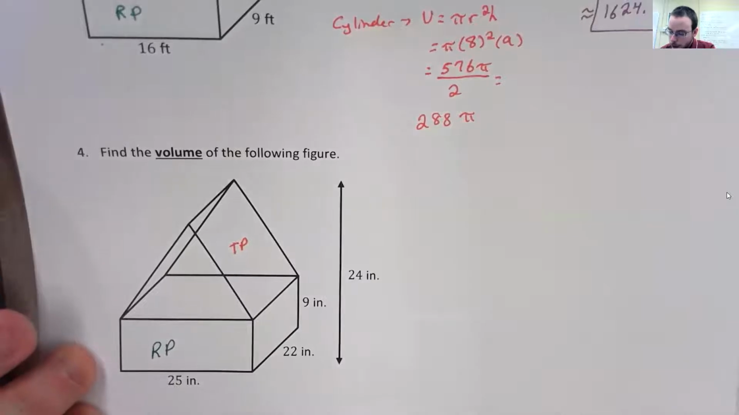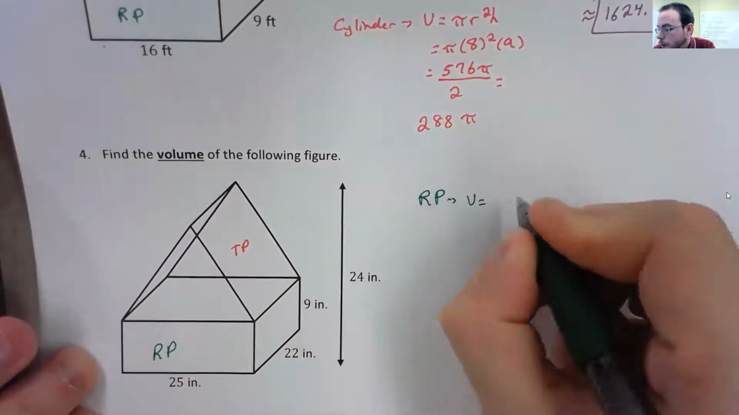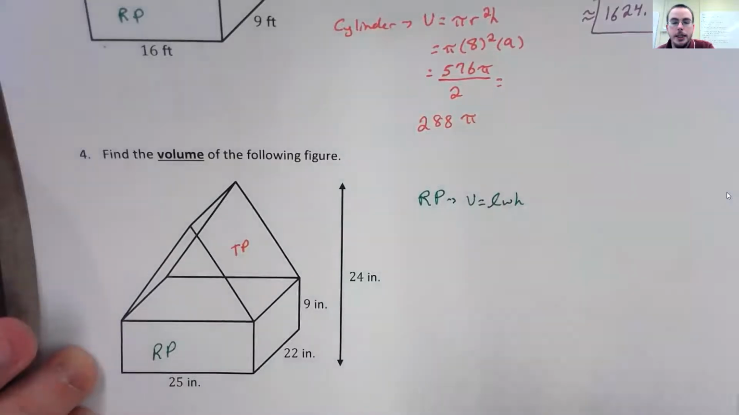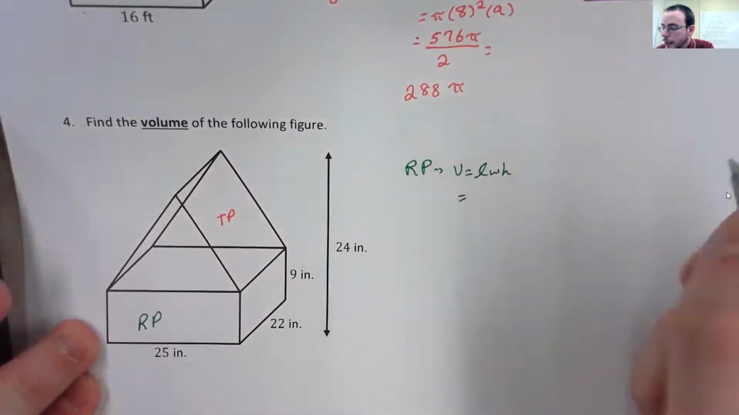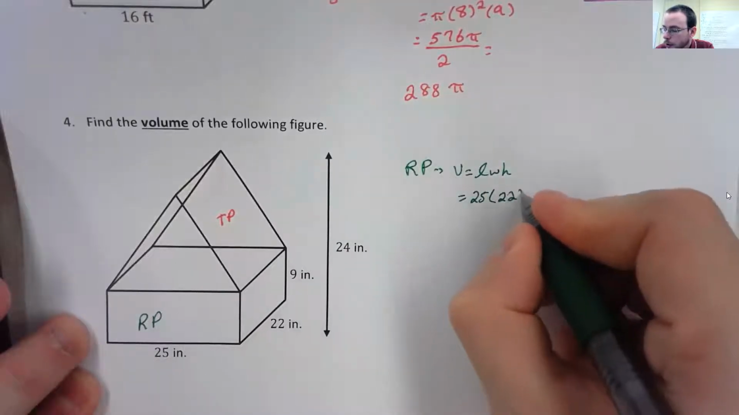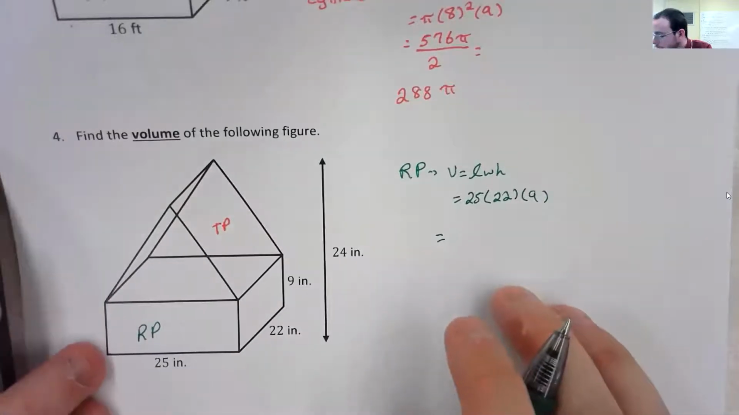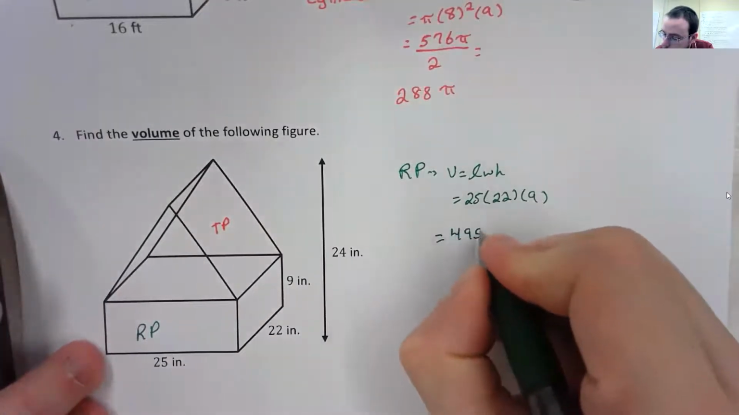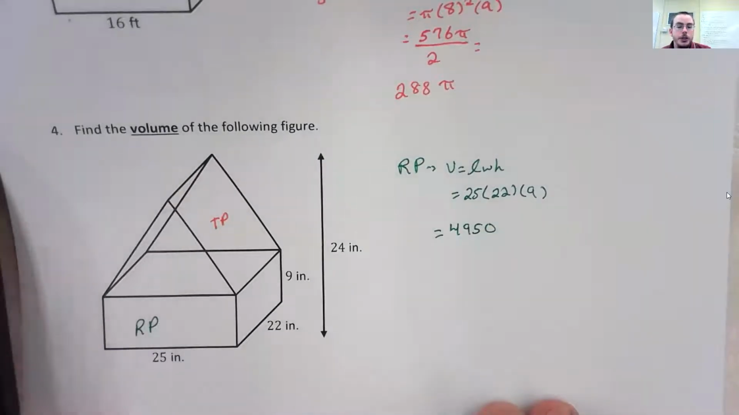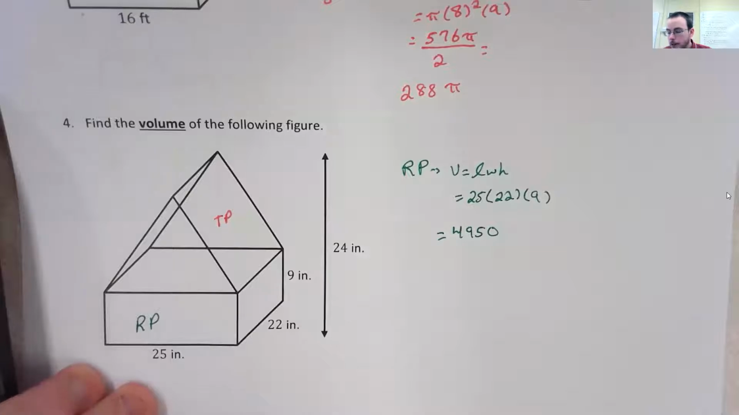So let's start with the volume of our rectangular prism. So our volume is given to us by length times width times height. The length is 25, the width is 22, and the height is 9. So 25 times 22 times 9 would give us 4,950 inches cubed. That's for our rectangular prism. Now we need to do the volume of the triangular prism.